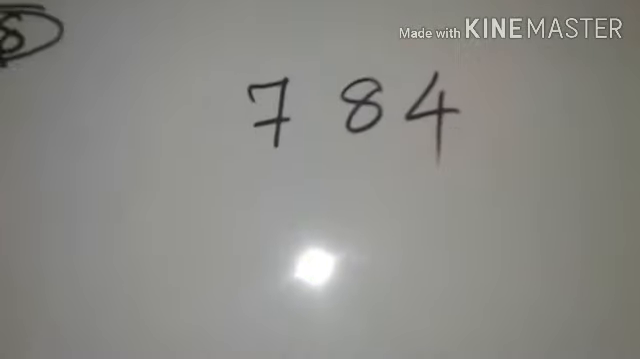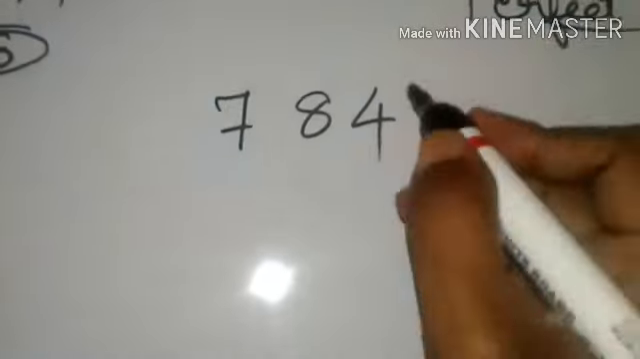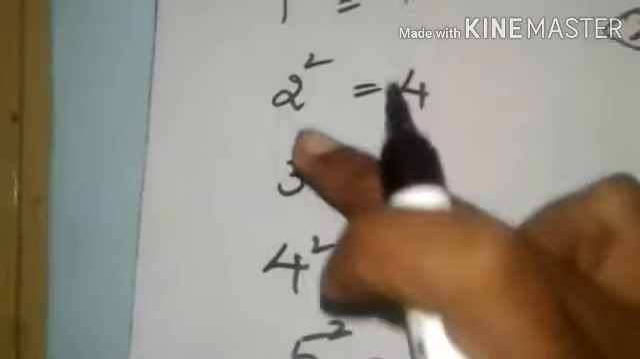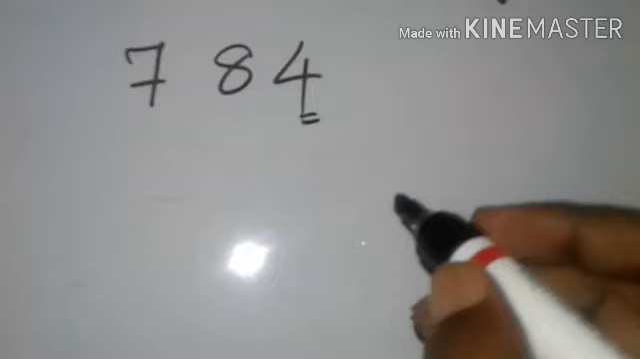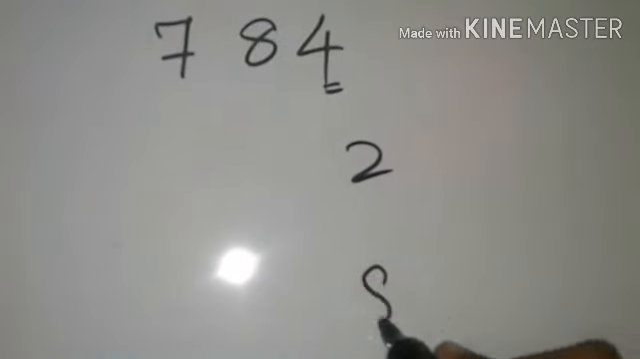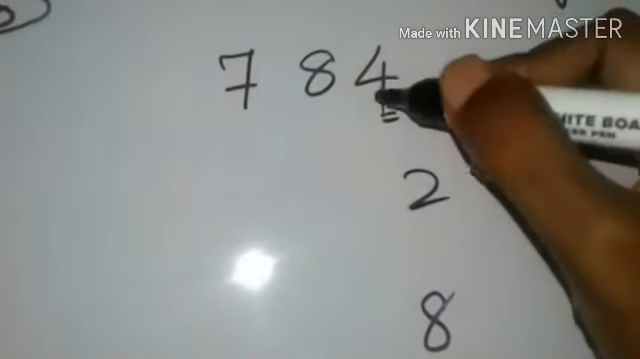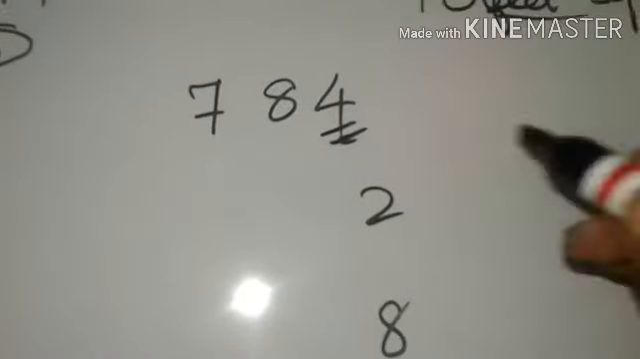Take the perfect square 784, and let's evaluate the answer for this. You know that the last number ends with the digit 4, where you have the chances of 2 and 8. So the square root should end either with 2 or 8. Okay, this is about 784.